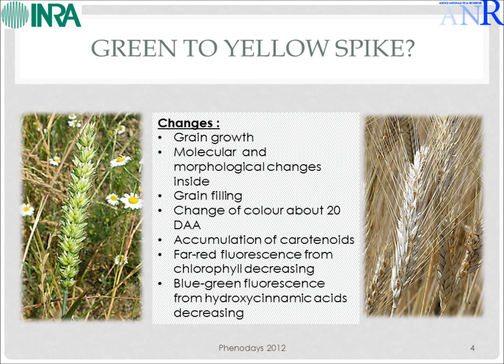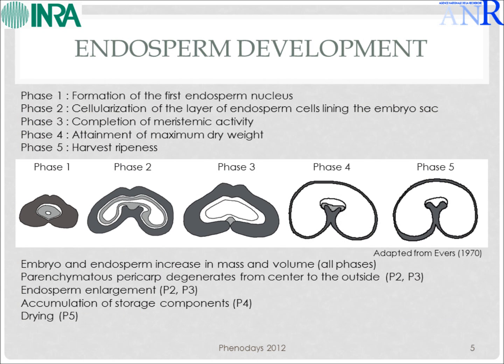So what changes occur during the maturity of the kernel of wheat? There are some morphological changes like the grain growth or the grain filling, some molecular changes, and some changes related to the color, especially the far red fluorescence related to chlorophyll, or the blue-green fluorescence related to hydroxycinnamic acid.